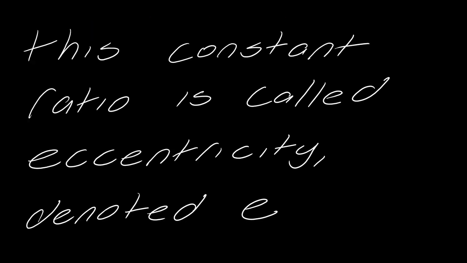This idea of constant ratios, these ratios are called the eccentricity, and we denote that with E. So this means E as in eccentricity and not E as in the naturally occurring number e. Just keep that in mind: in the context of conic sections, E means eccentricity.